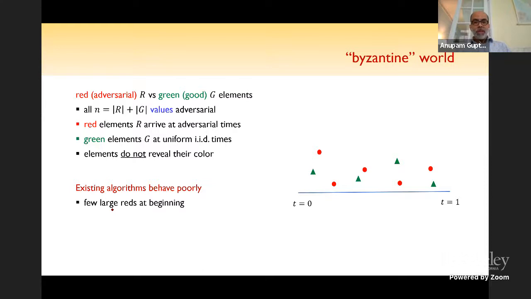So that's going to be the hope. Now, of course, what's the benchmark? And you think for 30 seconds, and you realize that you can't really hope to compare against the global optimum. If all the green values had value 0 and all the reds had all the value, this is adversarial, you can't hope to compete with that.